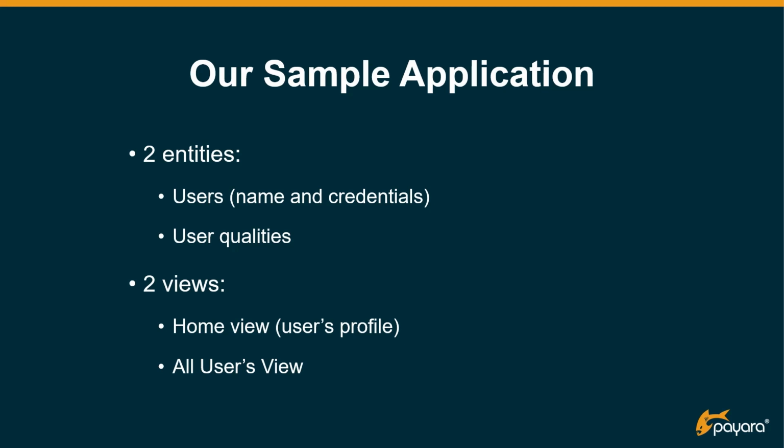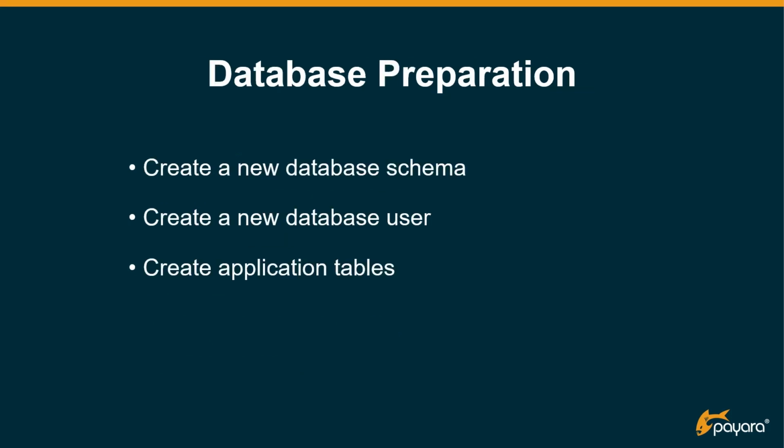And for these two entities, we're going to have two views. One is the home view, which is used to visualize the user's profile information, in this case, his name and his qualities. And another information view that will allow us to see all the users that are currently created in our system.